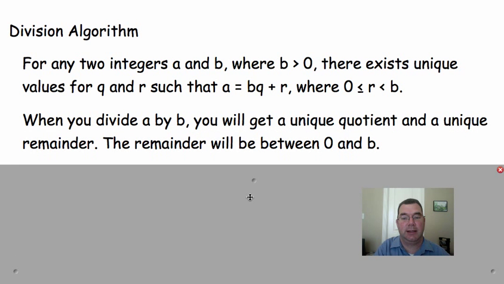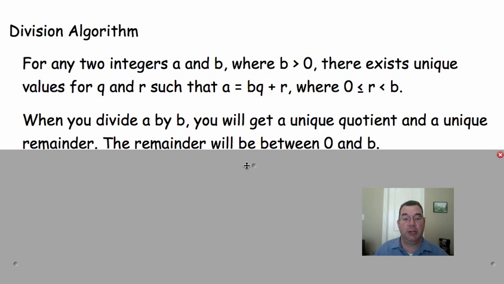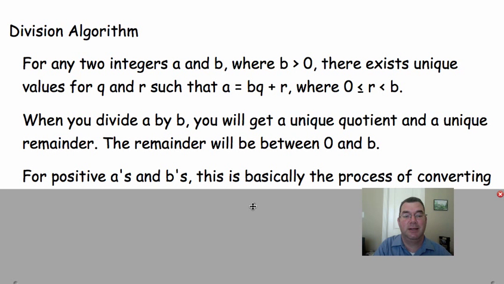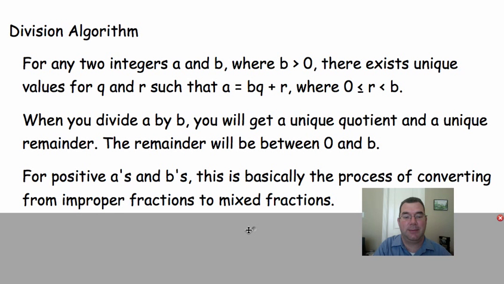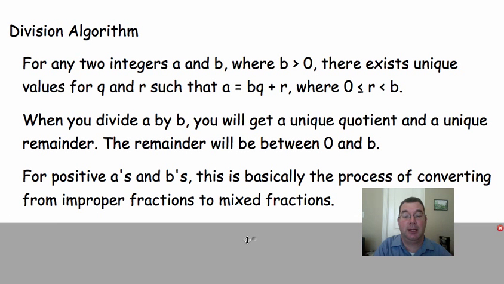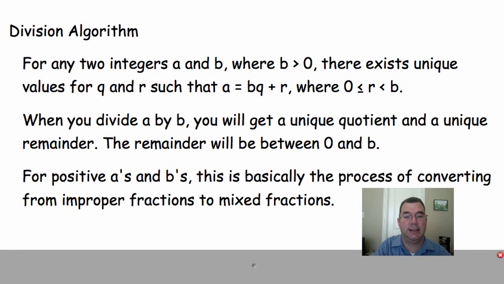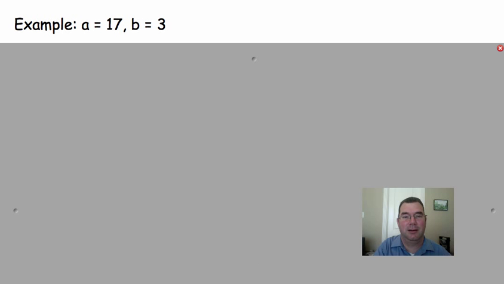All right, so let's see what that means. I think that's basically what I said. So you get a unique quotient and you get a unique remainder, and that remainder has to be somewhere between 0 and b, which is the number you were dividing by. Okay. So it could be 0 or it could be positive. So when you're doing positive a's and b's, that's kind of the same thing as converting from improper fractions to mixed fractions. But then once you get into negative values, it gets a little different. So I do want to go over at least one example of that.